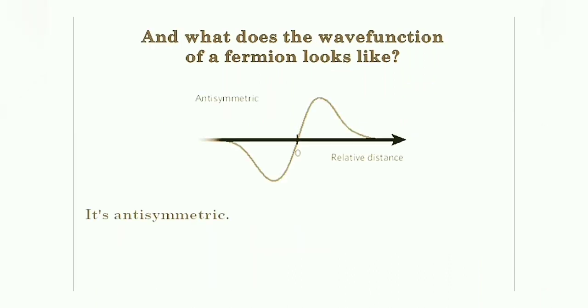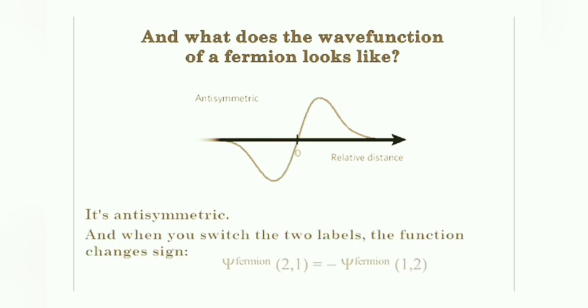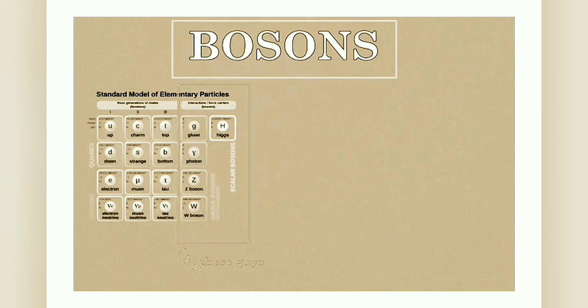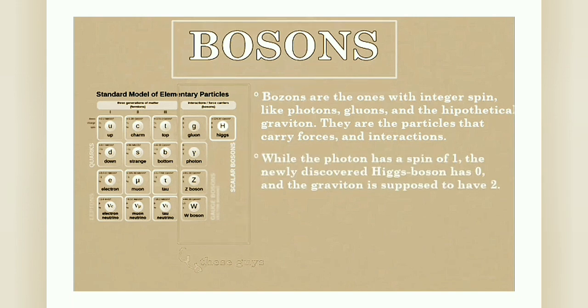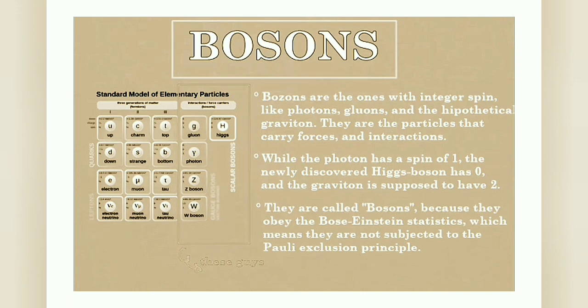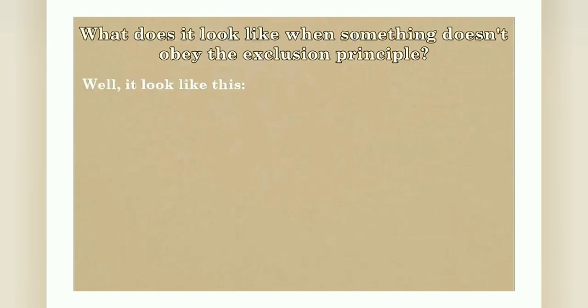The wave function of a fermion looks like this. It's antisymmetric. Bosons. They are the ones with integer spin, like photons and gluons. Photons have spin 1. Higgs bosons have spin 0. They are called bosons because they obey Bose-Einstein statistics, which means they are not subject to Pauli's exclusion principle.